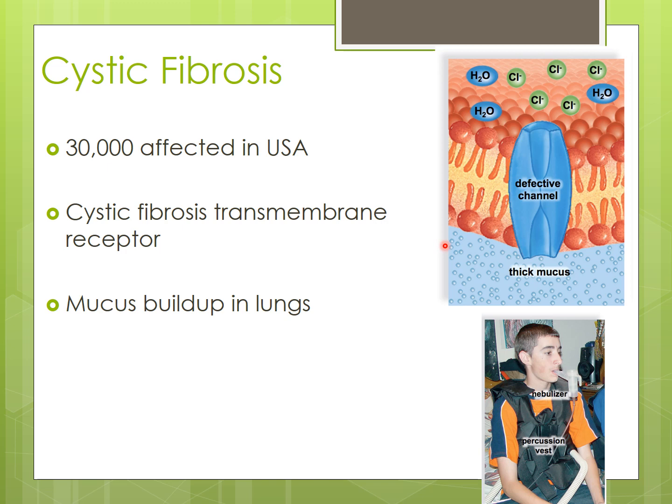What ends up happening is this defective ion channel leads to a mucus buildup within the lungs, causing difficulty breathing for these individuals. And you can see this gentleman down here is using a nebulizer and a percussion vest to loosen up that thick mucus. The nebulizer helps thin out the mucus, and the percussion vest, that physical vibration, helps loosen things up to help these individuals breathe better. So cystic fibrosis is an example of one of these autosomal recessive diseases.